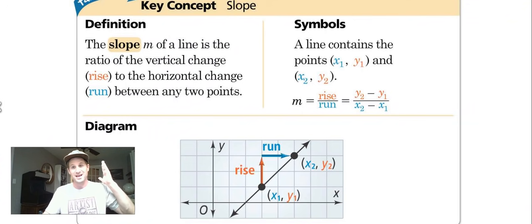Alright, first up, write everything here. Key concept, definition, symbols, and diagram. Write it all. What are we talking about? We're talking about the slope. Slope is, in layman's terms, rise over run. You hear it later on in higher level math as the rate of change. It's as one thing increases over time or increases over another variable. And we find the slope using the slope formula.